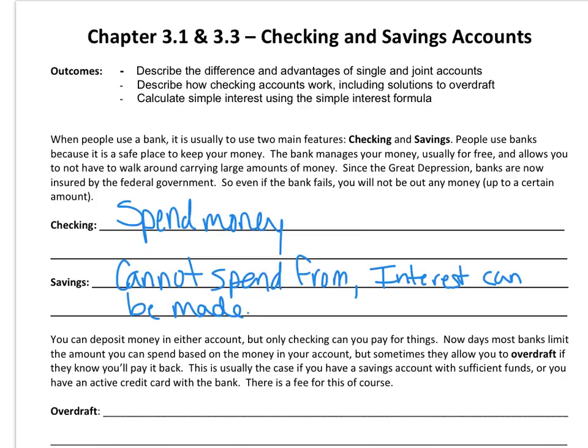So checking, that's where you spend money. You can have a debit card or checks or any of those different ways to access your money. You can even pay bills from the app online. And savings you cannot spend from, but you can make interest off the money that is in there. Okay.